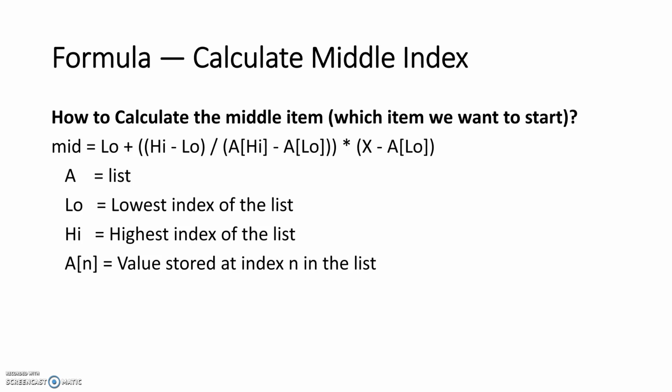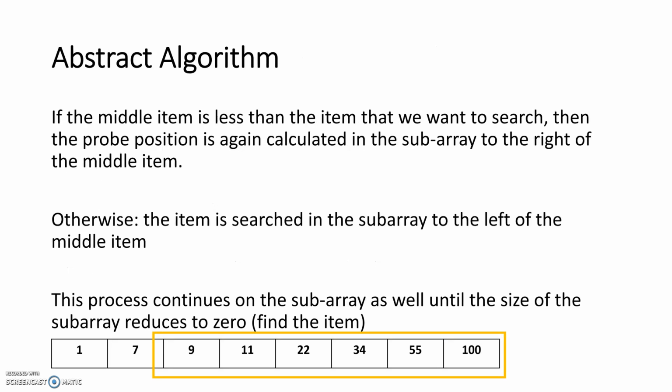what kind of value you put in each symbol. Before we talk about the real world example, we want to first start with our abstract algorithm. Suppose the abstract algorithm has three parts. The first part: if the middle item is less than the item that we want to search for, then the probe position is again calculated in the subarray to the right of the middle item. Otherwise, the item is searched in the subarray to the left of the middle item. This process continues on the subarray until the size of the subarray reduces to 0, which means that you found the item that you really want to search for.